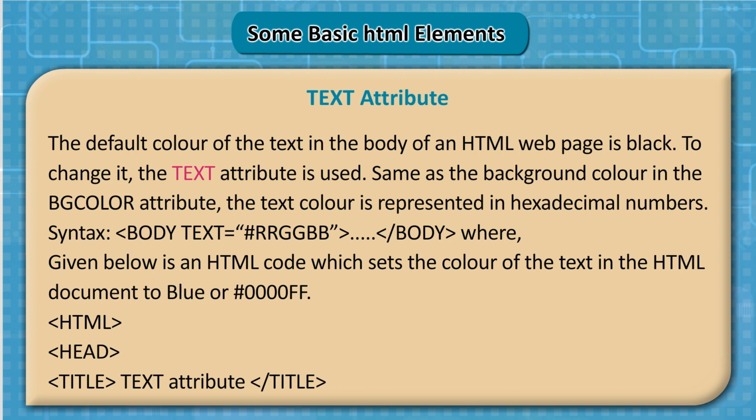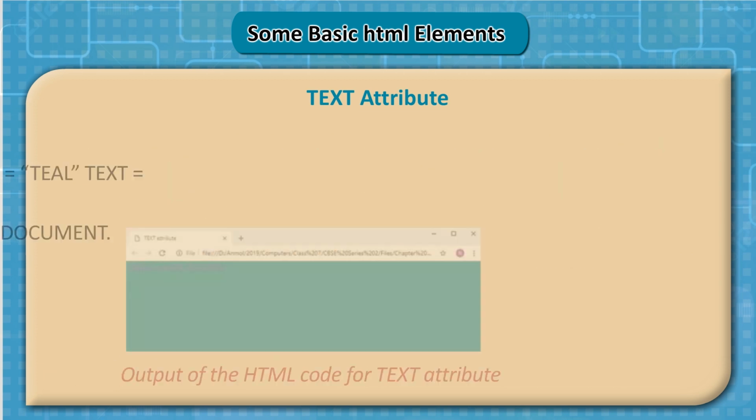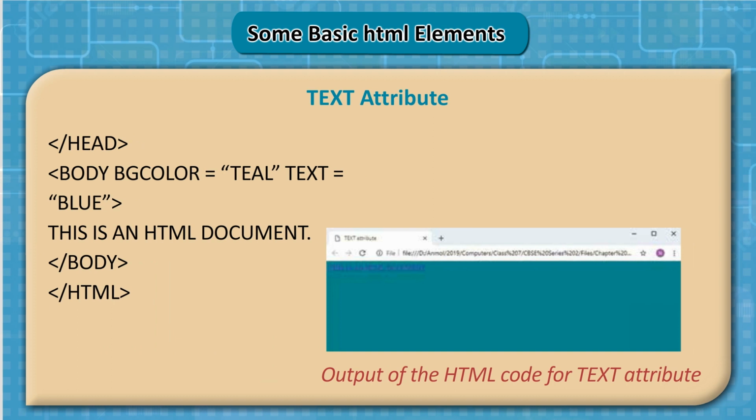blue or #0000FF. HTML. Head. Title text attribute /title /head. Body bgcolor teal, text blue. This is an HTML document. /body /HTML. Output of the HTML code for text attribute.